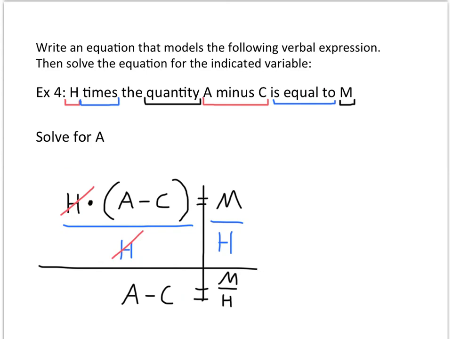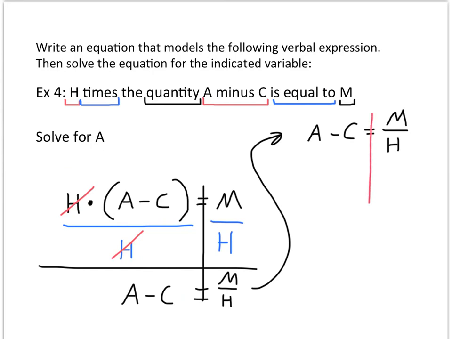So to finish up this problem, I'll bring this equation up here to the right. So if I have a minus c equals m over h, we need to solve this. Well, I'm trying to solve for a. What's happening to a? It's being subtracted by c. So I'm going to add c, the inverse of subtraction, to both sides. Inverse operations are going to add to 0. So I'm left with the answer a equals m over h plus c.